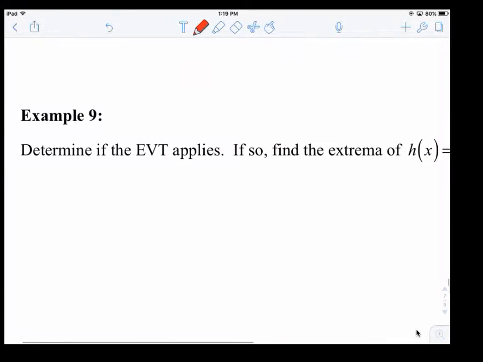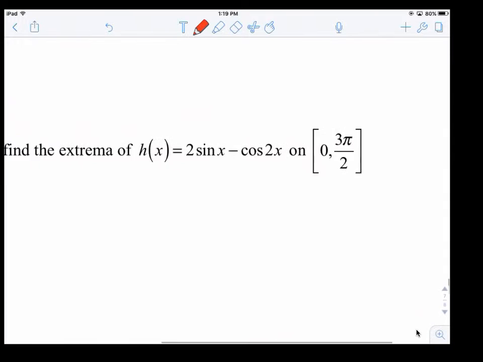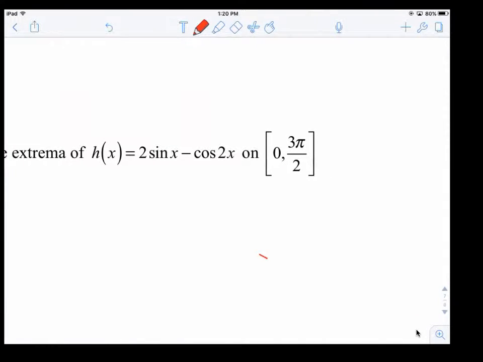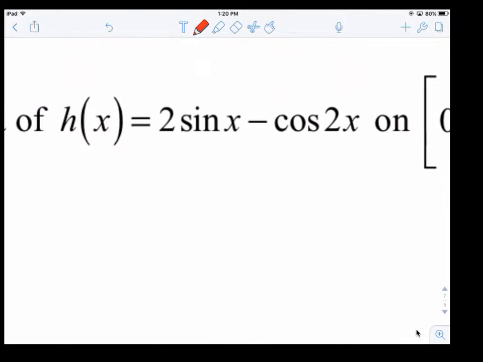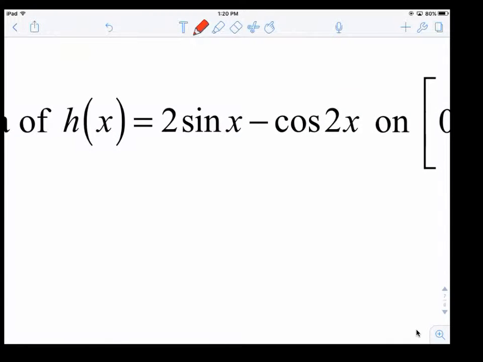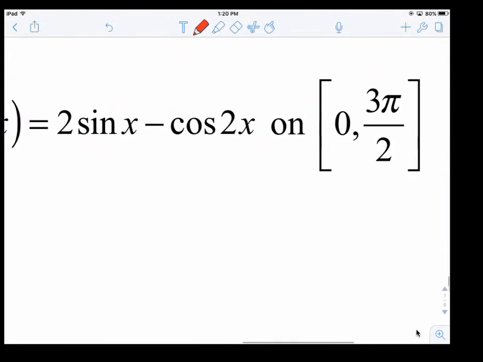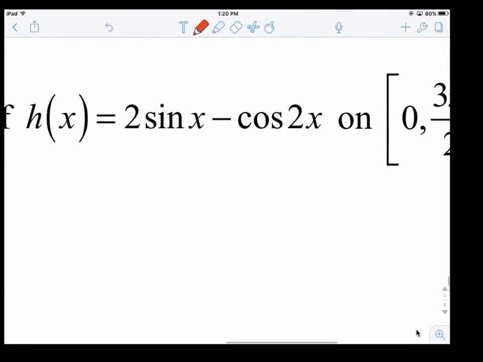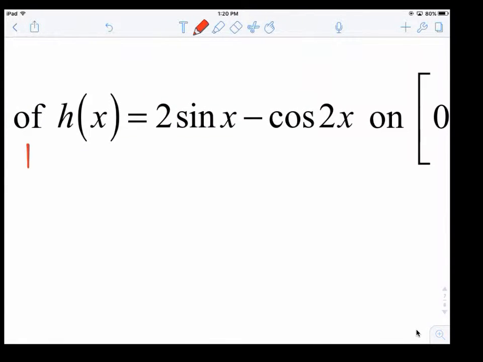All right. Number 9, determine if the EVT applies. If so, find the extrema from 0 to 3 pi over 2. So you have 2 sine of x and cosine of 2x. Sine and cosine are both what? Continuous when? When are sine and cosine continuous? All the time, right? So they're going to definitely be continuous from 0 to 3 pi over 2. It has to be continuous on the interval given, yes.